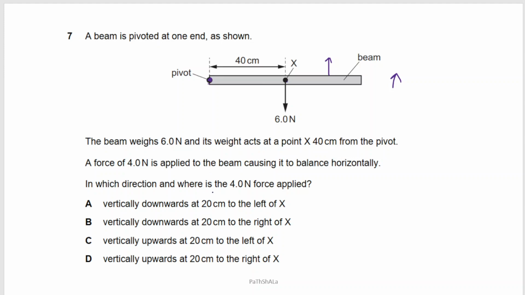So without any calculation, we can simply say it is towards the right. So either the answer is this or this. So we cannot have the answer as A or C. Now, vertically upwards or downwards? As I said, one force is already acting downwards, so in order to balance, we have to have an upward force. So we can say the correct answer is G, vertically upwards.